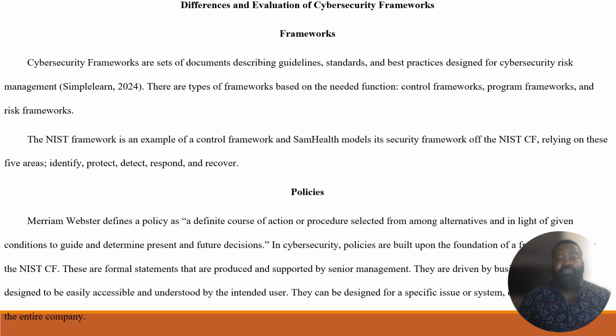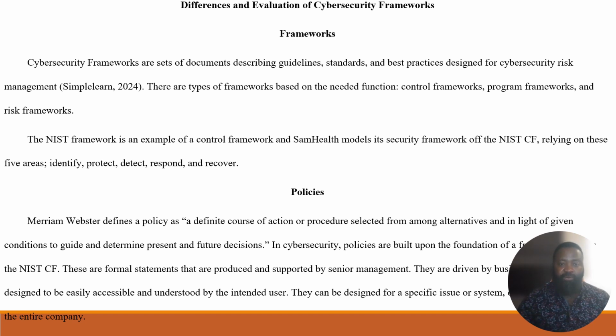And then we look at the differences and evaluation of cybersecurity frameworks. First of all, let's look at what a framework is. Simplilearn in 2024 defines cybersecurity frameworks as a set of documents describing guidelines, standards, and best practices designed for cybersecurity risk management.